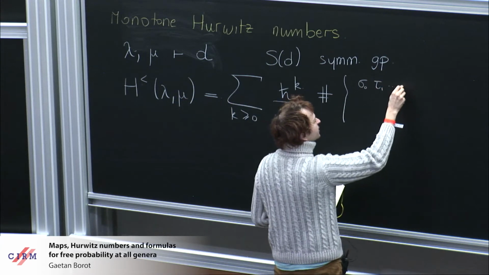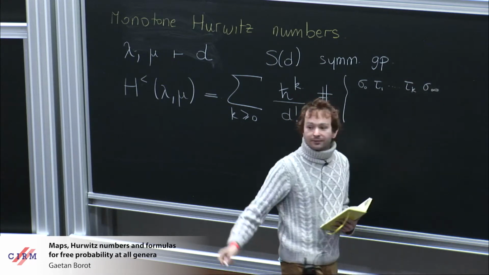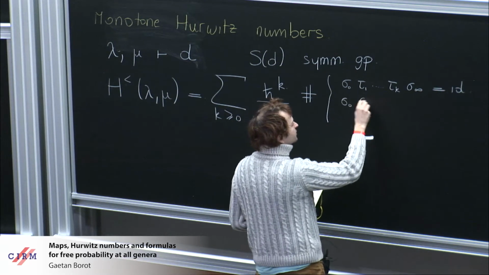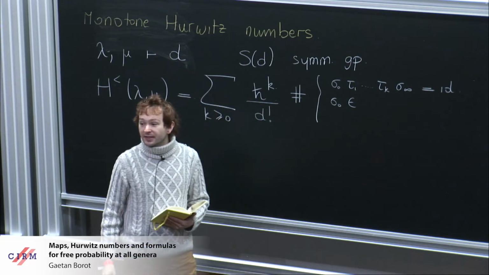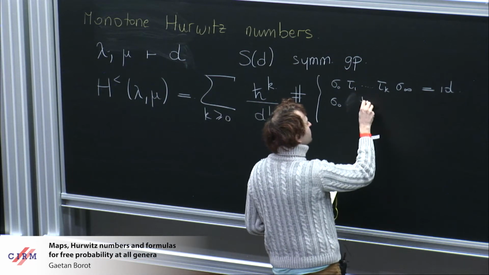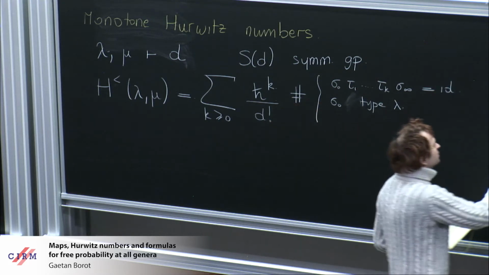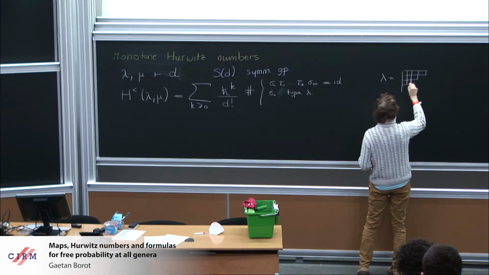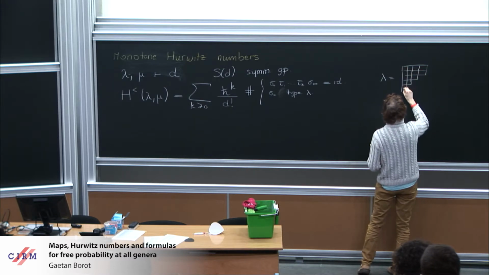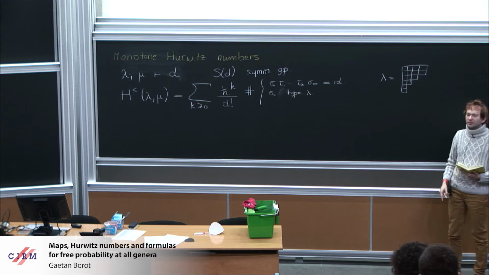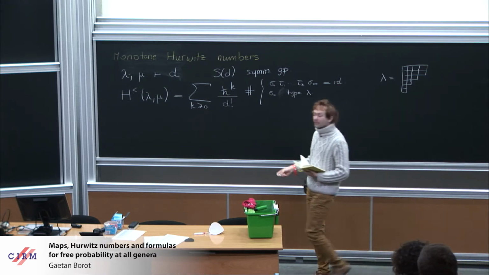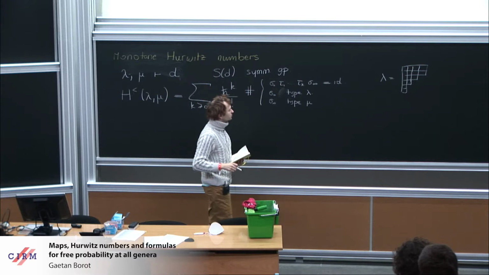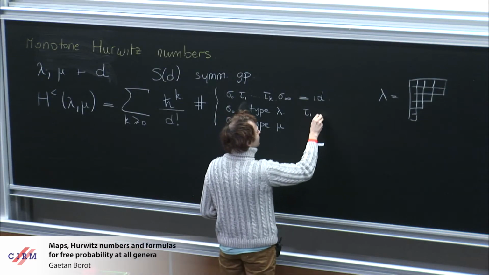So you write sigma_0 tau_1 ... tau_k sigma_infinity equal to the identity. Everything is a permutation, an element in S_d. Sigma_0 should be of type lambda. So lambda, you can represent it like a Young diagram, and the lengths of the rows are telling you what are the lengths of cycles in a permutation. So that's what I mean by type. Sigma_infinity should be of type mu. The taus must be transpositions.